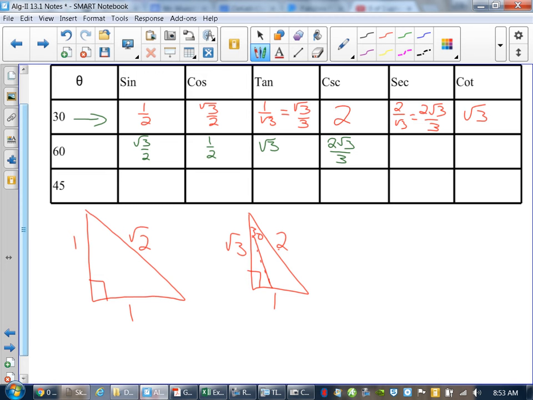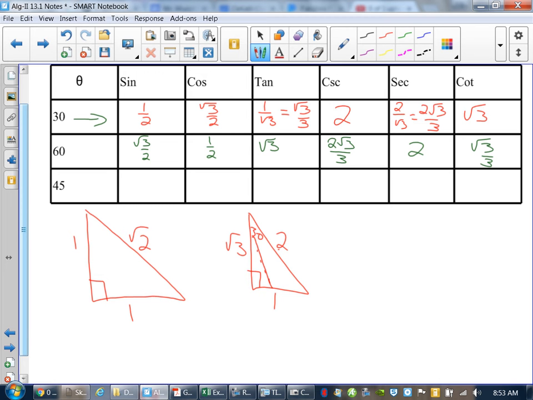What's the inverse of 1/2? 2. Thumbs up. See what I did there? And last but not least, the inverse of root 3. Good. Root 3 over 3.